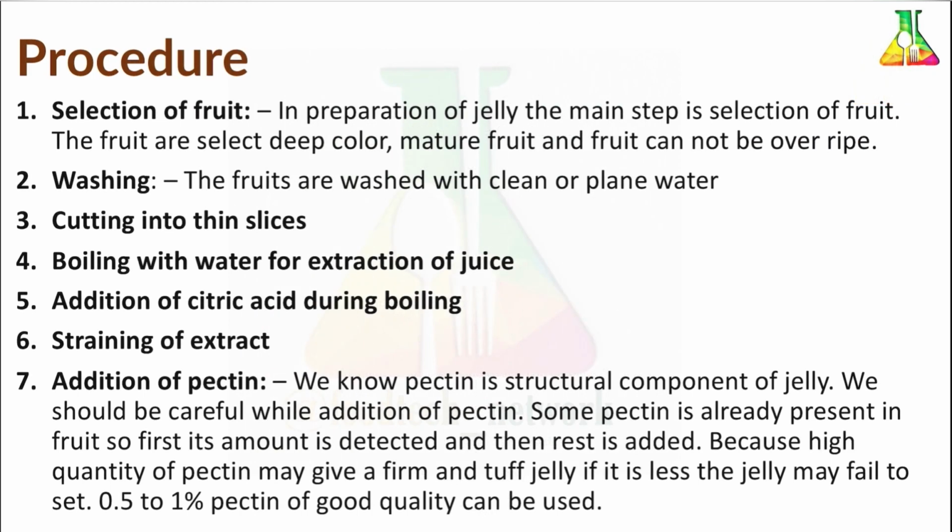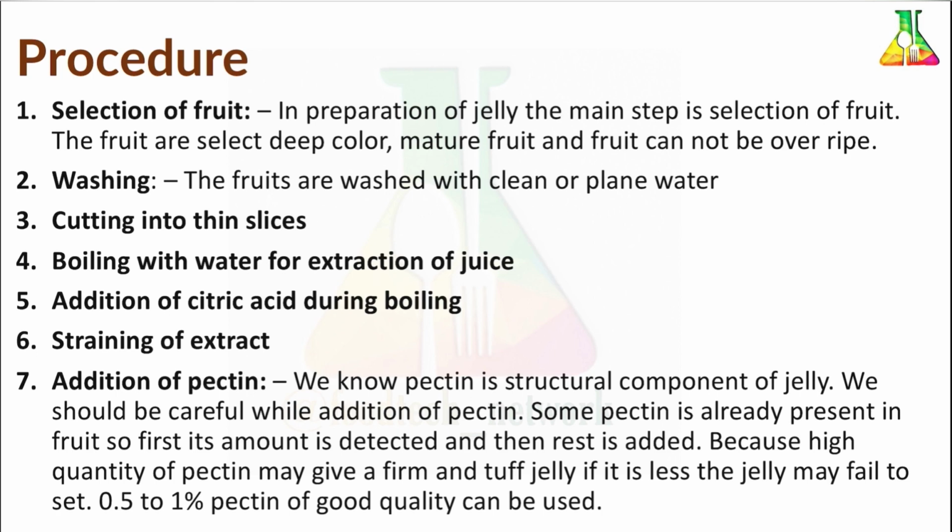Next, the procedure. Selection of fruit: it should not be overripe. Then we wash it, because many pesticides, pests, insects, or some amount of dirt or insecticides are thrown on the fruits during their cultivation period. So to remove them, we wash them. Then we cut it into slices, then we boil them, and then addition of citric acid. Then straining of extract.